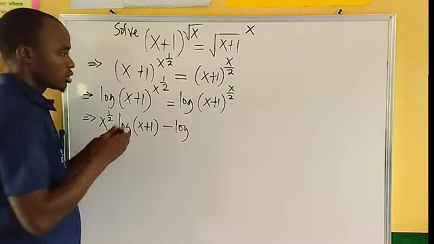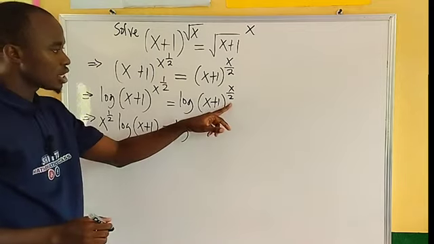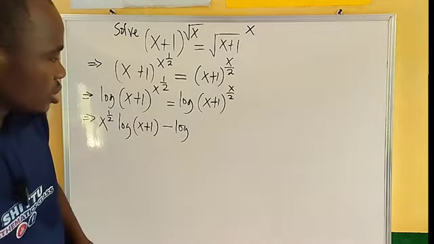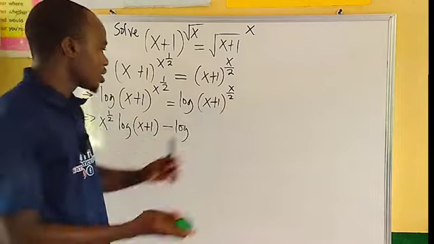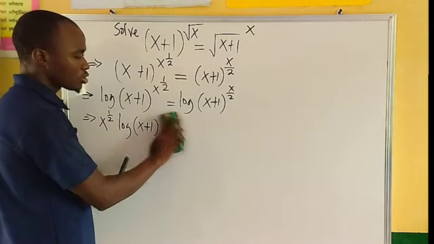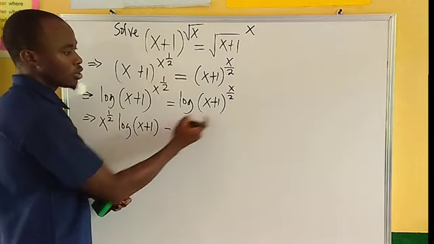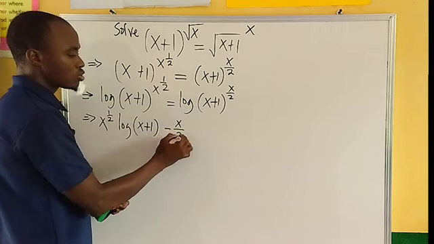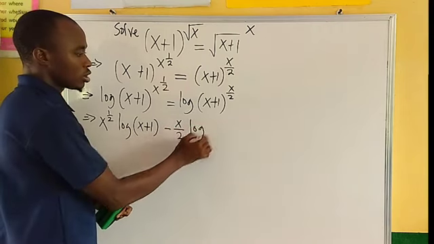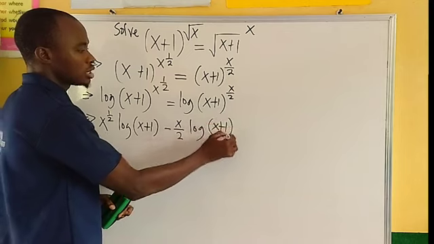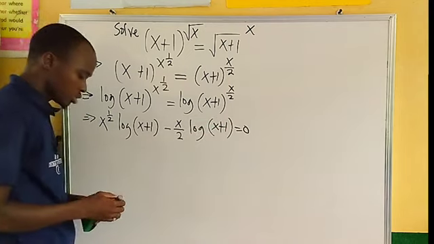I'm going to have minus log. But before that, we can see that this one also, the same thing will happen to it, because of the power we have here. The power will also come down. If the power comes down, it's going to be x over 2, log x plus 1, then equals to 0. Are you following?